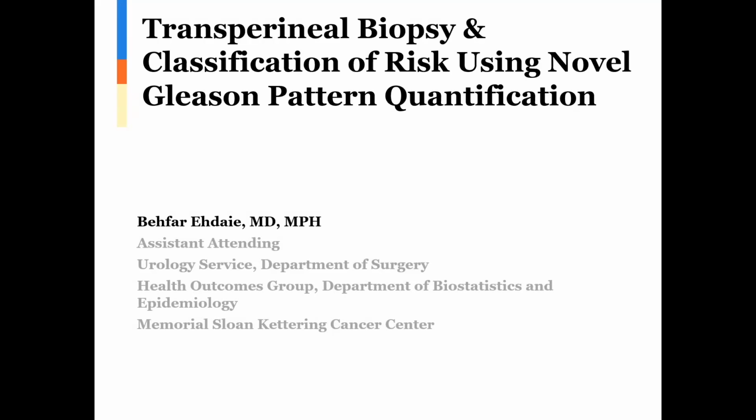I'm an assistant attending at Memorial Sloan Kettering, and it's my pleasure to present transperineal biopsy and classification of risk using novel Gleason pattern quantification.